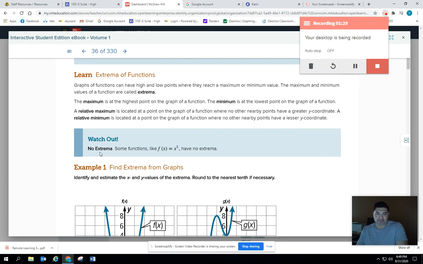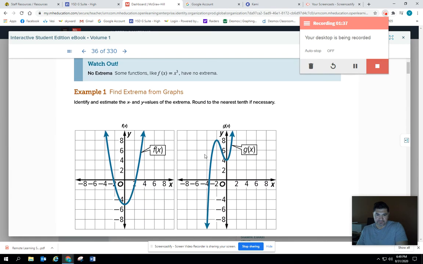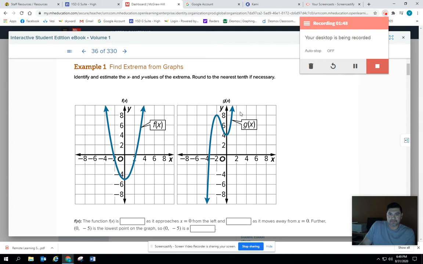Okay, watch out, no extrema. Some functions like f of x equals x cubed have no extrema. Okay, find the extrema from graphs. Identify and estimate the x and y values of the extrema. Round to the nearest tenth if necessary.